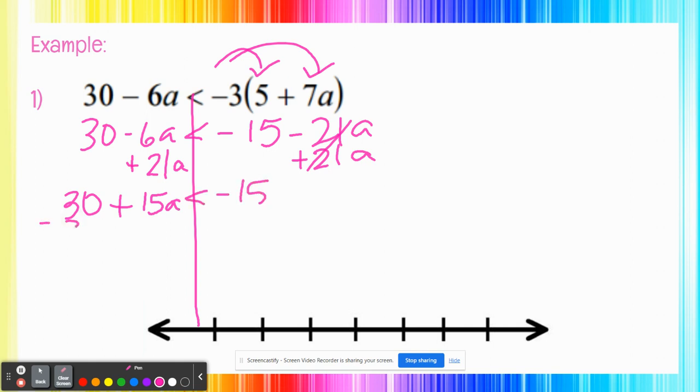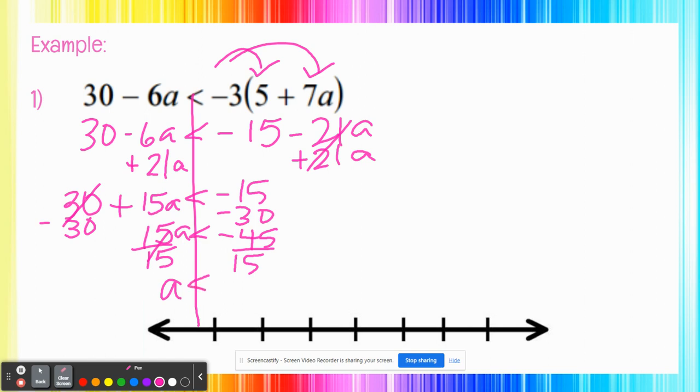I move the 30 over to the other side to be with the negative 15. So that's my zero pair. Bring down 15a, bring down my inequality, and I get negative 45. And then we're going to divide by 15. So that's 1a or a. And then we have our inequality sign.